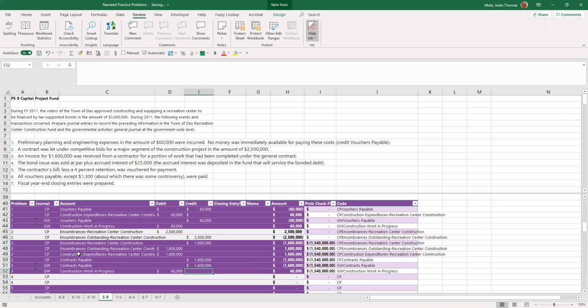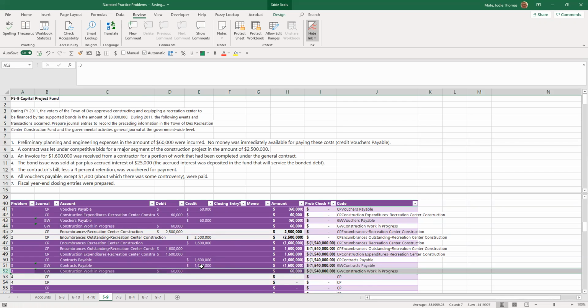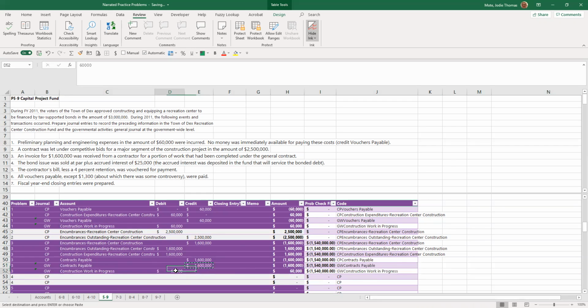It's this part, construction expenditures for the recreation center. These are not construction expenditures in the government-wide journal. It is, again, the construction work in progress. And we've already got that account there from copying and pasting it down. So, again, governmental activities, government-wide journal, you're turning things into assets when you're building something. You're turning them into long-lived assets.